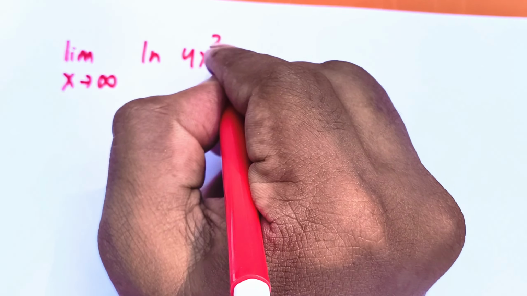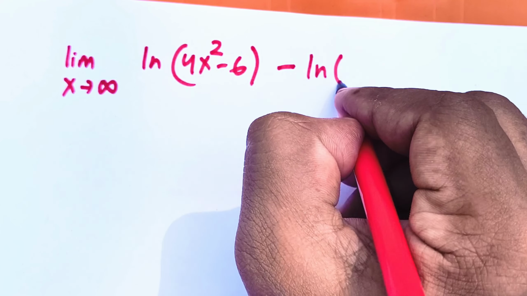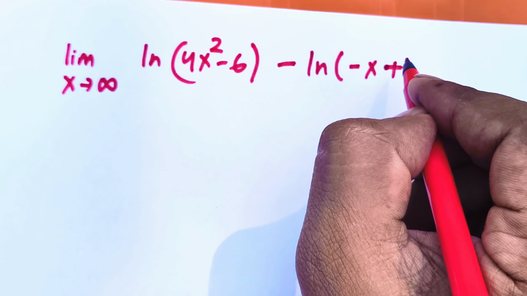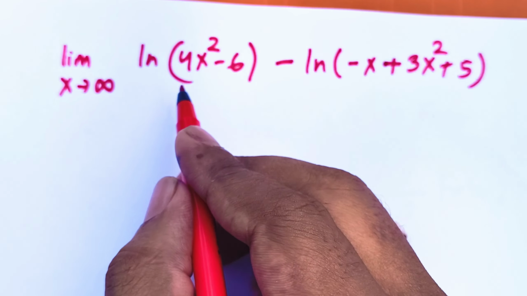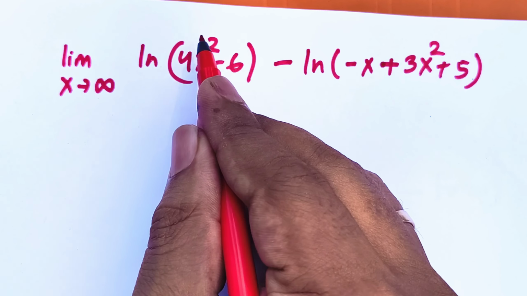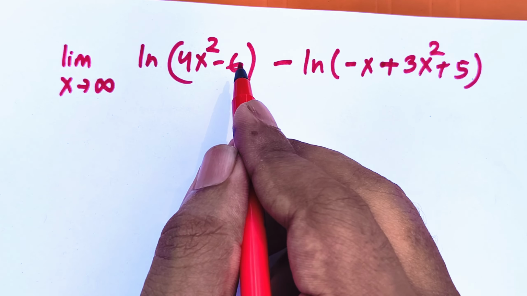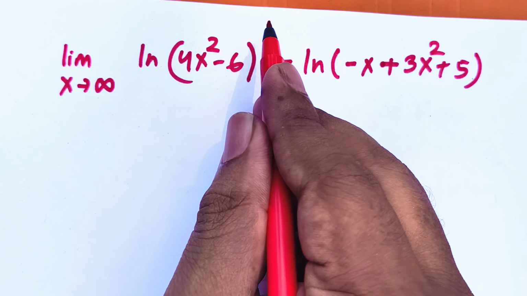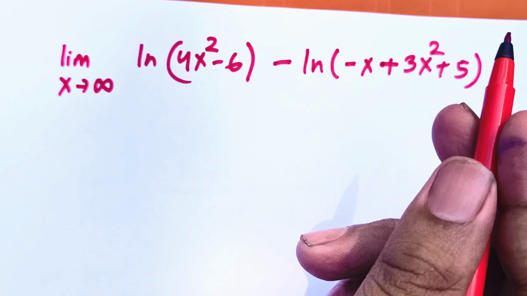Let's solve another limit of the form infinity minus infinity: limit x goes to infinity of ln(4x square minus 6) minus ln(minus x plus 3x square plus 5). When x goes to infinity, this 4x square dominates here, and this will go to infinity because minus 6 is just a finite number. And when this quantity goes to infinity, ln of that quantity will also go to infinity.